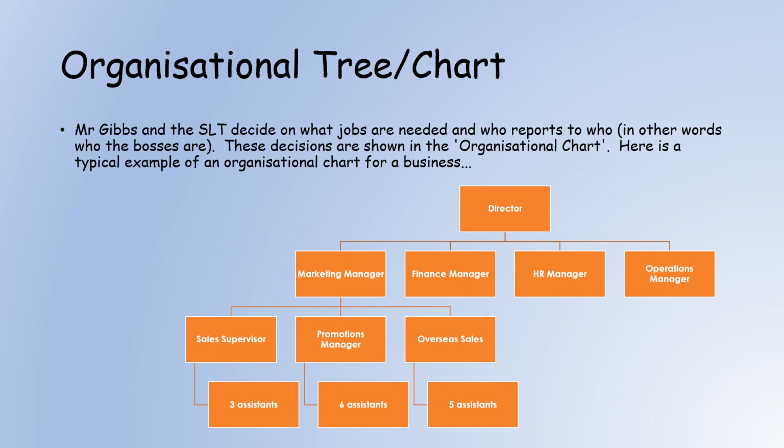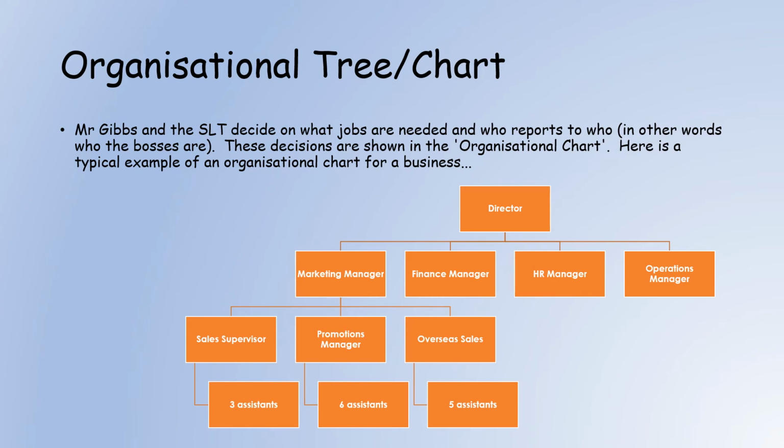And here is a typical example. This one is for a business actually, and what you see is at the top of the organisational chart you have a director. In a school we would call that a member of the SLT, the senior leadership team. And in this particular case, reporting to a director, we have a number of managers. There's a marketing manager, finance manager, human resources manager, and operations manager. And here I've just shown the structure of one department. I've shown the structure of the marketing department.